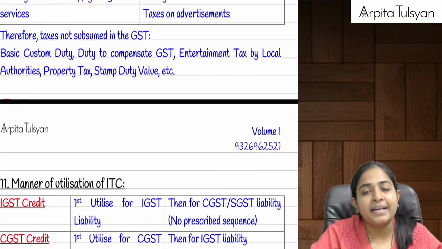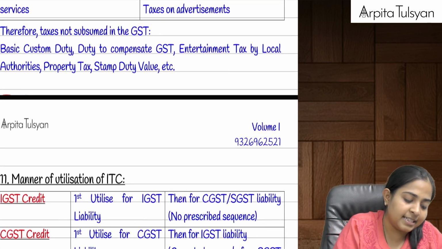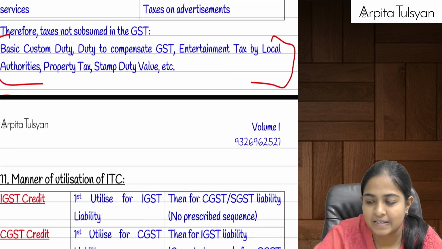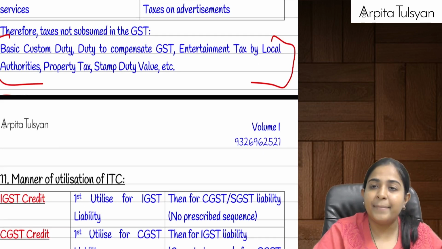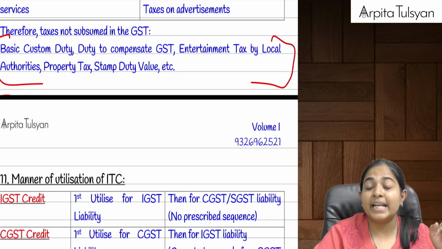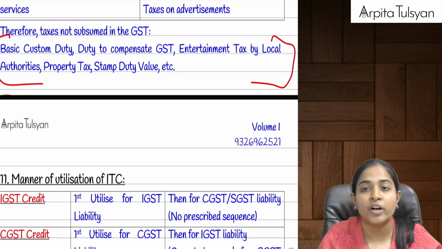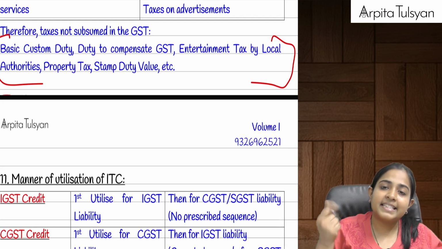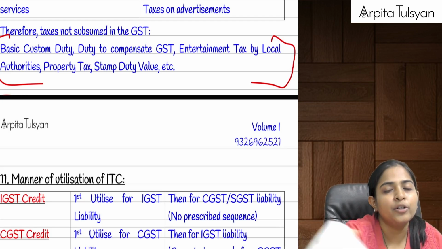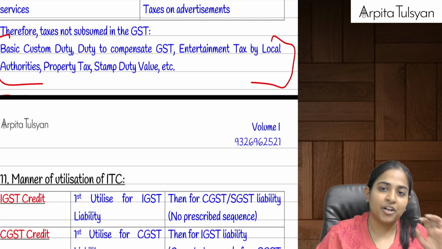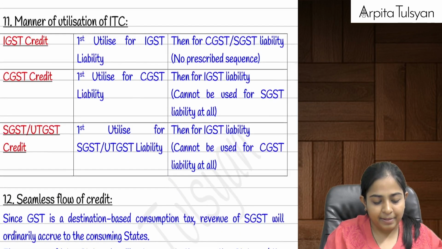Okay, there are some taxes which are still there. The list is given here. We have discussed each and every tax in detail in our lectures. Basic custom duty, then compensation cess, entertainment tax which is levied by the local authority, then property tax which has nothing to do with goods and services, then stamp duty, etc. These are still there under your economy and are still applicable.